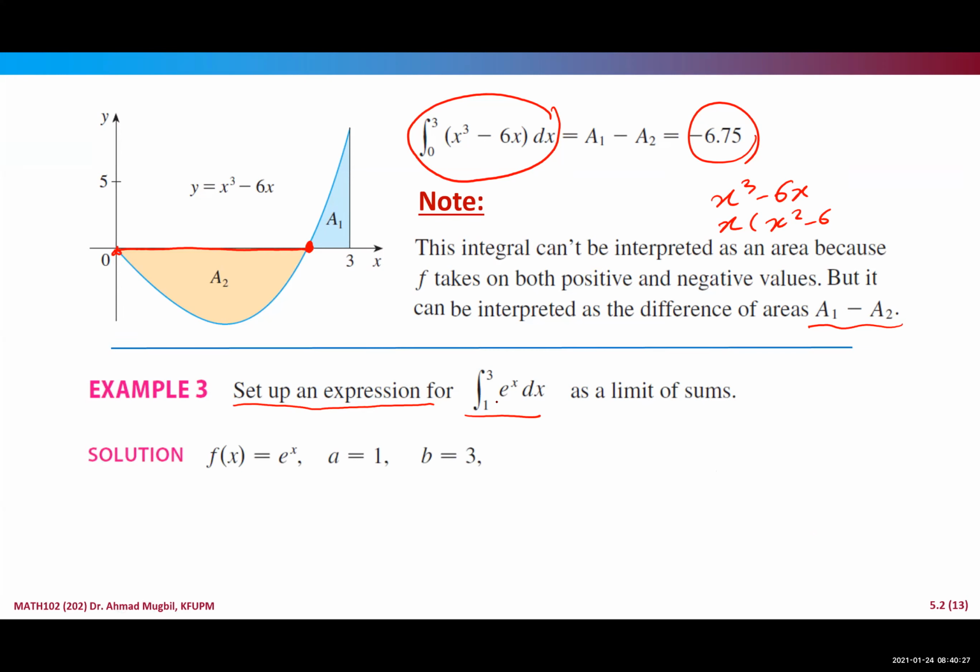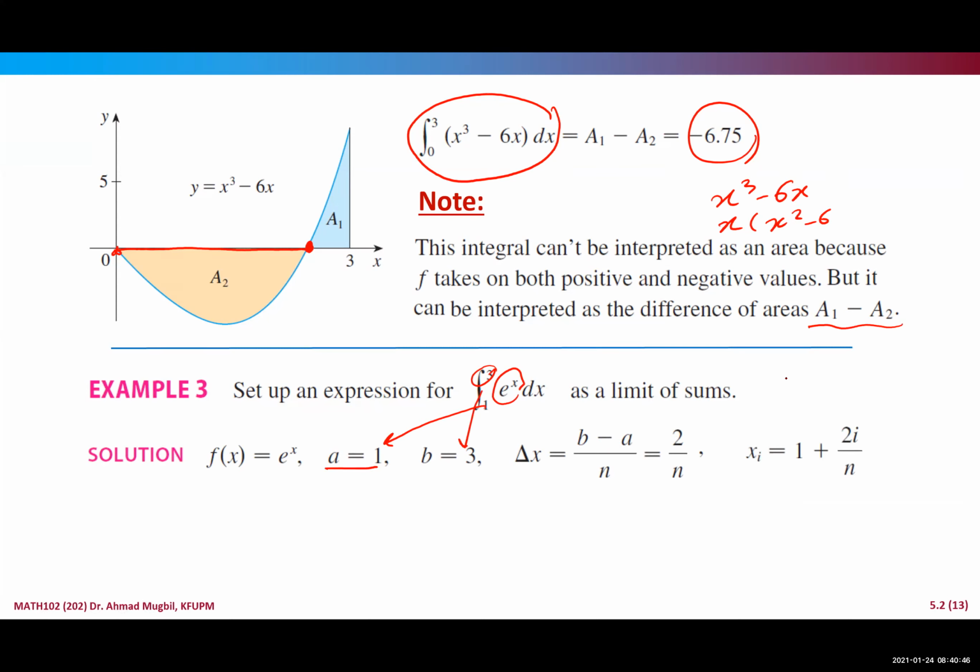This is f of x. Your function is this one. This is a, this is b. Okay, now find delta x. Delta x is b minus a over n, so it is what? 3 minus 2 over n, so it is 2 over n. This is delta x. Now xi, what is xi?